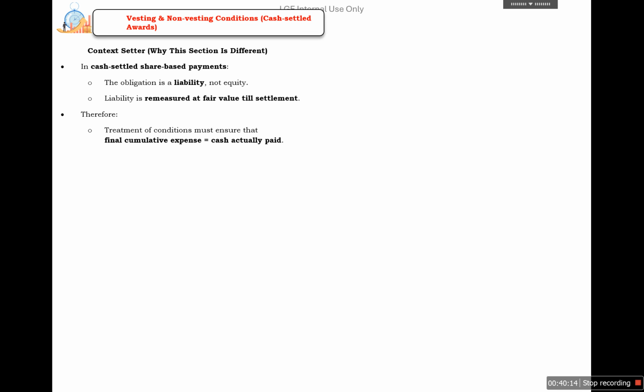So again, vesting and non-vesting conditions in cash-settled awards. Why is it different? Because in cash-settled share-based payment, the obligation is a liability, not equity. Hence, the liability is remeasured. In equity-settled, we do not remeasure; we only adjust the number of shares to be vested. But here, because the obligation is a liability and it is based on the share price, we need to remeasure it. Therefore, the treatment of conditions must ensure that the full final cumulative expense is equal to the actual cash that we have paid.